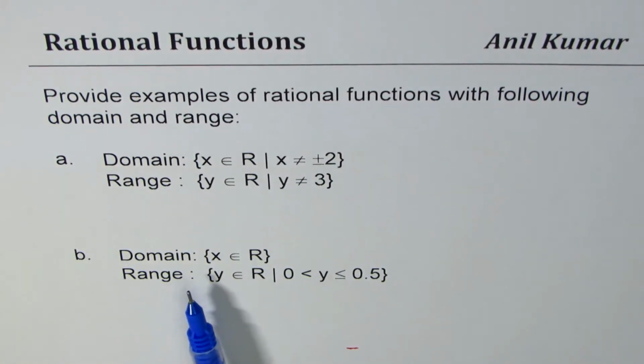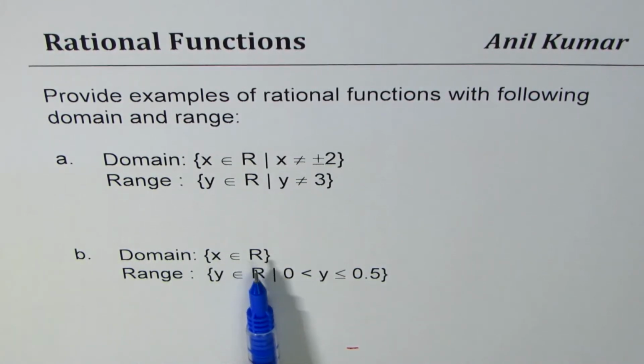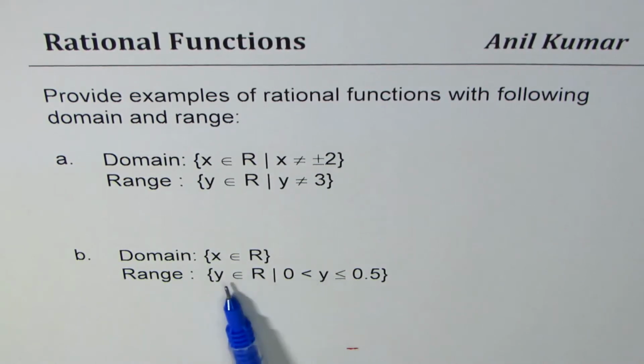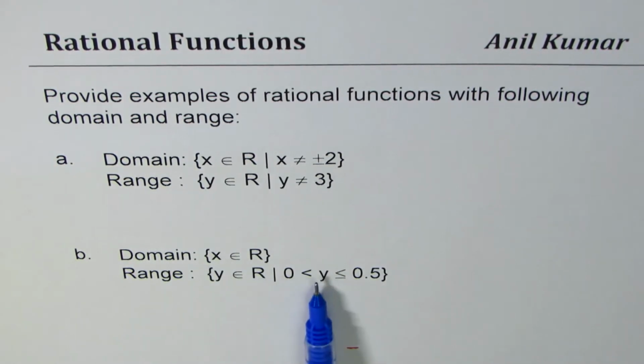The second one here is domain is x belongs to all real numbers. That means no restriction. Range is y belongs to real numbers, y is greater than 0 and less than or equal to 0.5, which is half. So I'd like you to pause the video, answer the question, and then look into my suggestions.